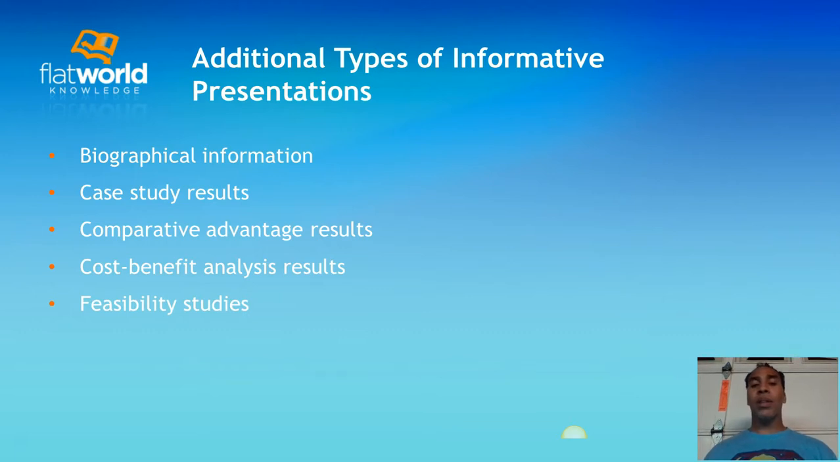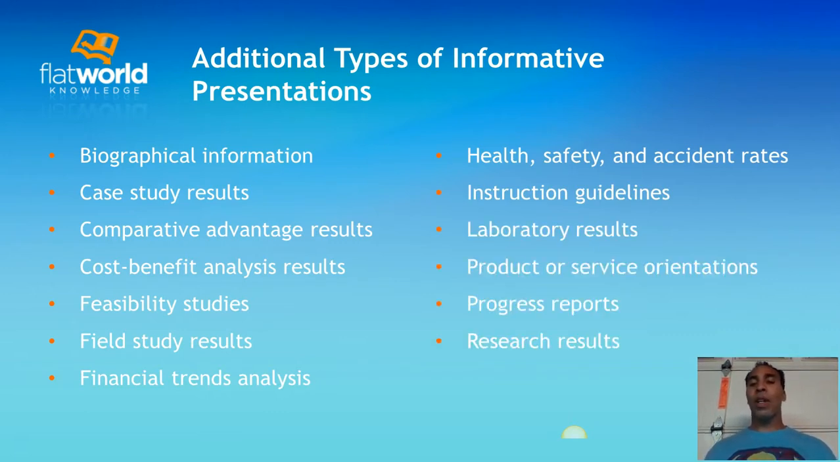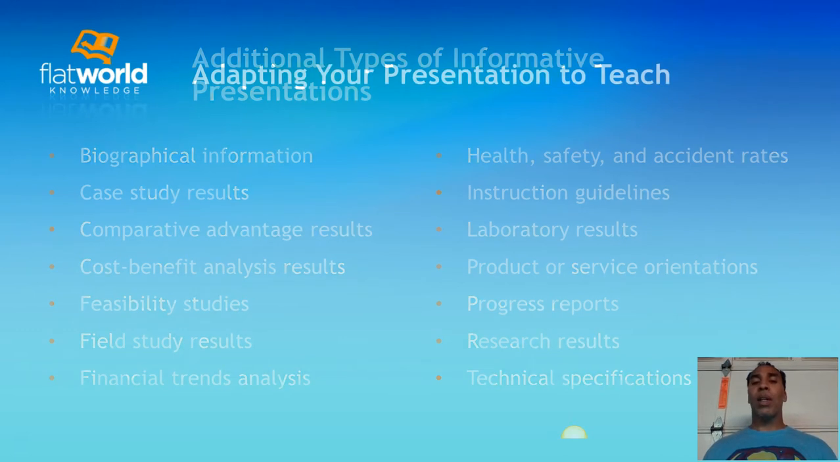And feasibility studies. Is this feasible? Is this something that we can do? A lot of times in business, if you're doing construction projects or stuff like that, will it get done in this time? You want to do some type of feasibility study. Field study results, financial trends analysis. Obviously, see how things are going crazy. We're going crazy. Not this week, but the prior week in the stock market. So you want to look at financial trend analyses as well. Health and safety and accident rates, construction guidelines, laboratory results, product and service orientations, progress reports, research results, technical specifications. Those are different types of informative presentations.